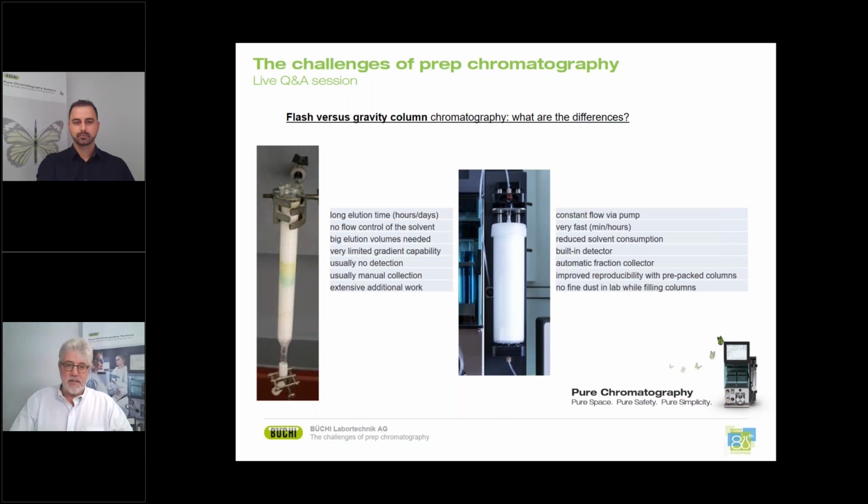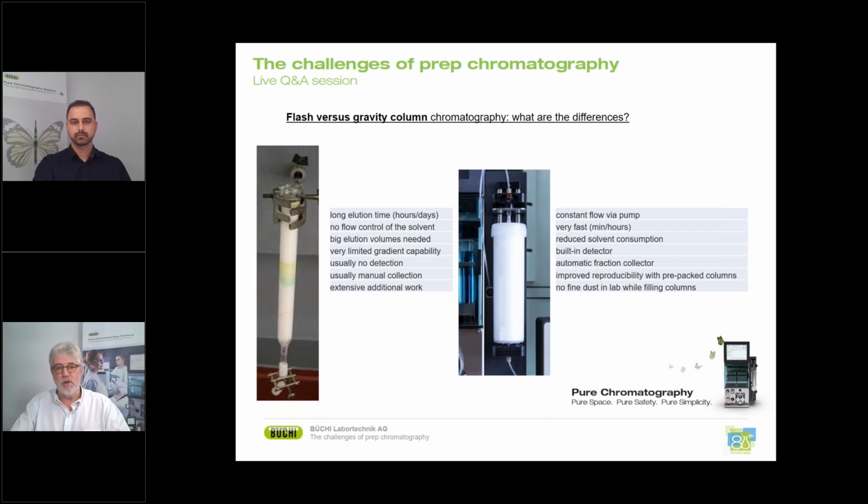And the third topic that was mentioned there was flash versus gravity. We could probably discuss more than an hour on that topic alone. Open columns are still often used, but there are quite some drawbacks or negative points related to them. It's a long elution time. You don't have much control on the flow because it's just going by gravity. In many cases, you need a lot of solvent to elute. You have very limited gradient capabilities to influence your separation.